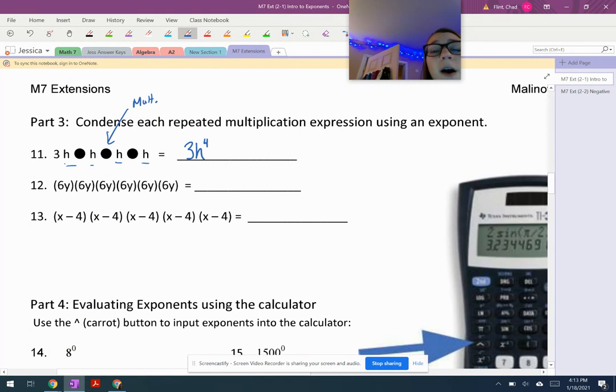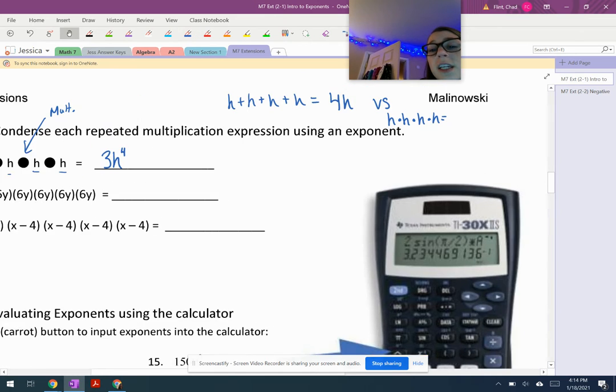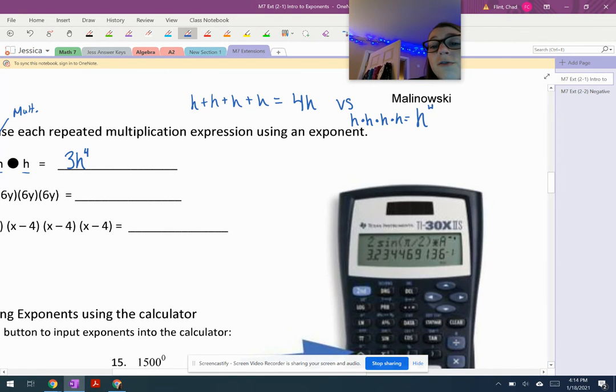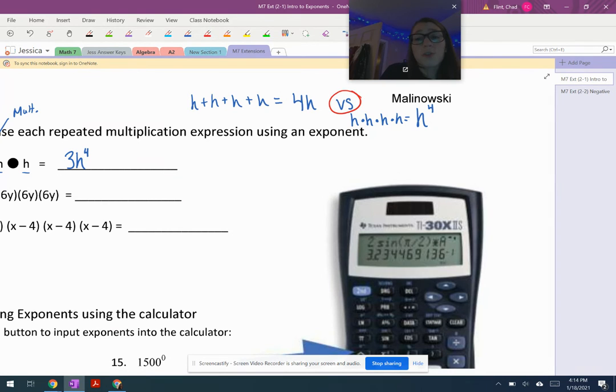Note the difference between doing something like h plus h plus h plus h to get 4h versus h times h times h times h to get h to the 4th power. Excuse me. Just make sure you're noticing that difference there.